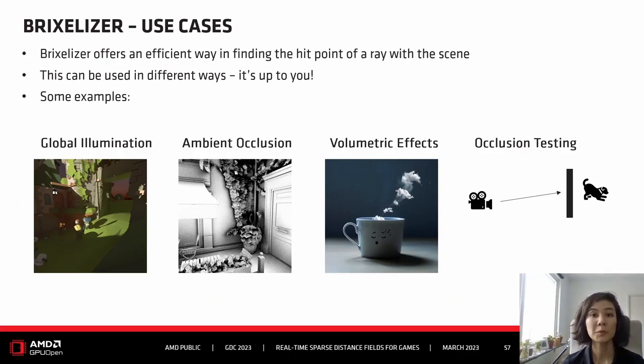For what can you use Brixelizer? Well, Brixelizer itself is just generating the sparse distance field that you then can use to find efficiently the hit point of a ray with the scene. What you do with the hit point is really up to you. Some examples are you can use it to compute global illumination, ambient occlusion, volumetric effects, or occlusion testing, but also anything else you might come up with is of course valid. To be honest, I'm actually really excited to see what you will come up with in the future.